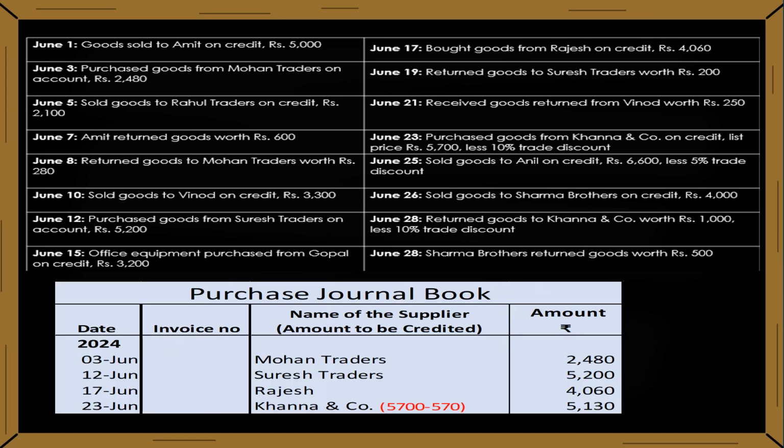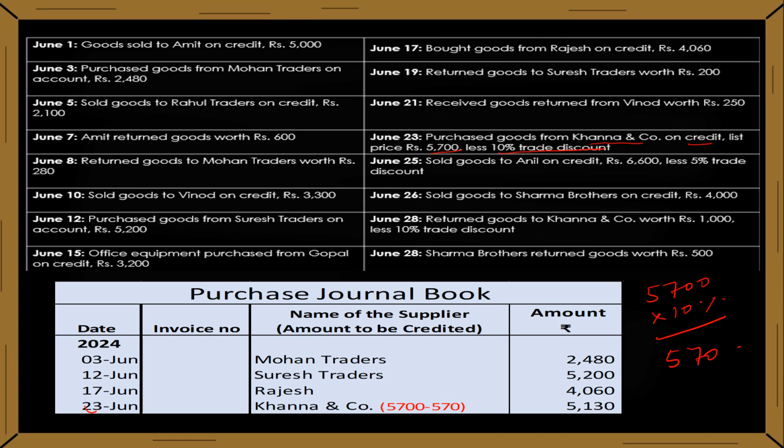On June 23rd, purchase goods from Kanna and Company on credit. List price is 5,700 less 10% trade discount. So the list price is given as 5,700. On this 10% has to be deducted. 10% of 5,700 is 570.